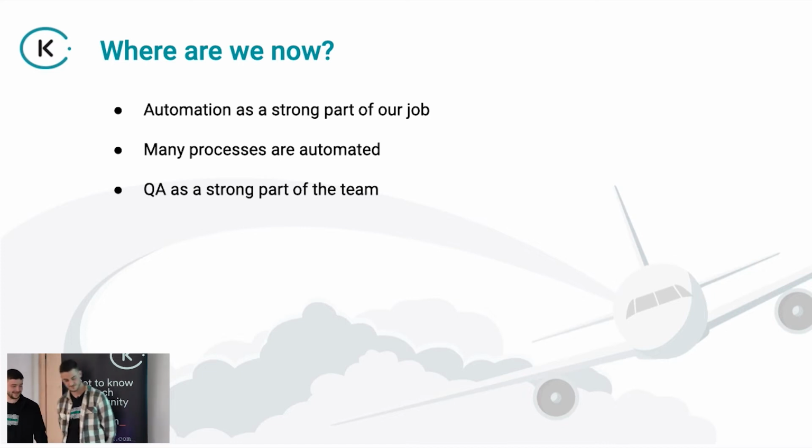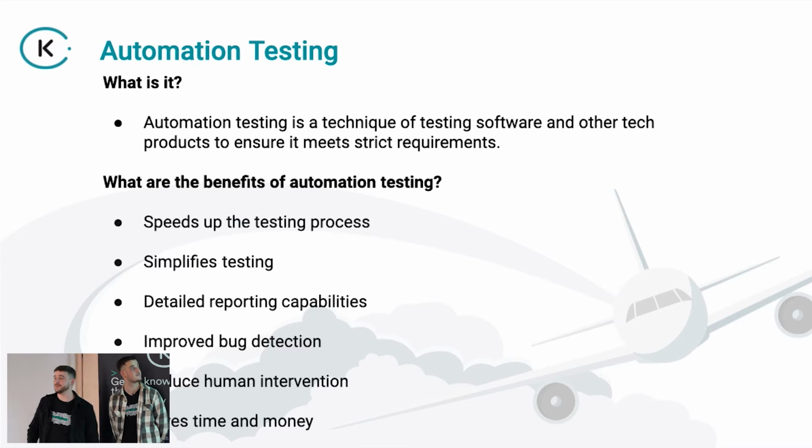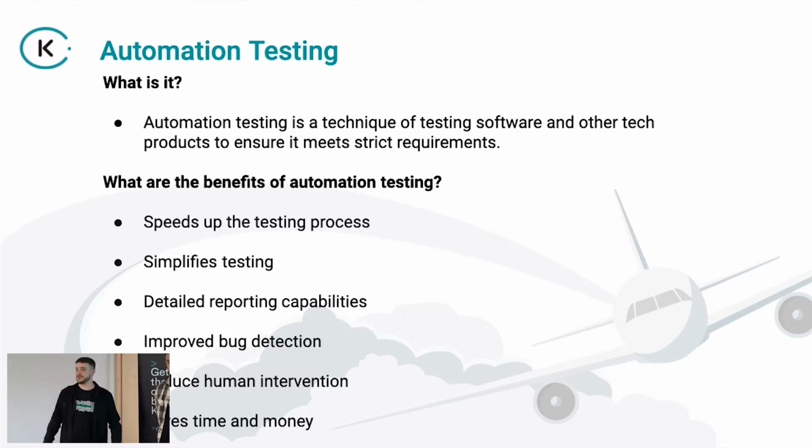Hi guys, so my name is Tomáš Kratochvilla. I'm working at kiwi.com as a senior QA engineer, and now I will talk to you a little bit more about automation testing. So let's start with some definition. What is automation testing? It's a testing technique that ensures that the final product or the software meets the strict requirements.